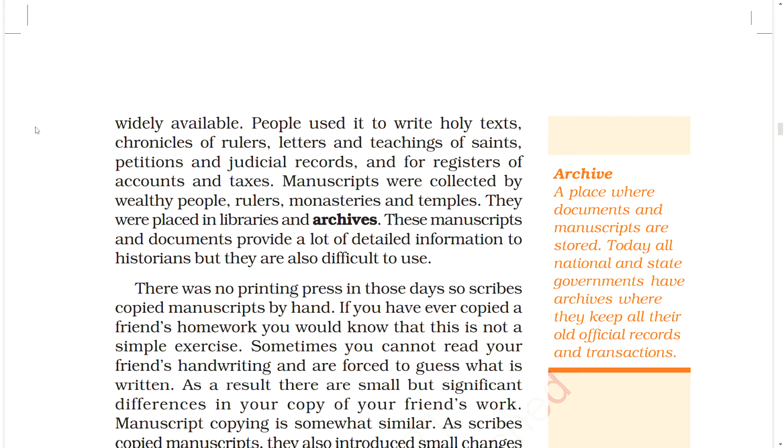Manuscripts were collected by wealthy people, rulers, monasteries, and temples. They were placed in libraries and archives. These manuscripts and documents provide a lot of detailed information to historians, but they are also difficult to use.